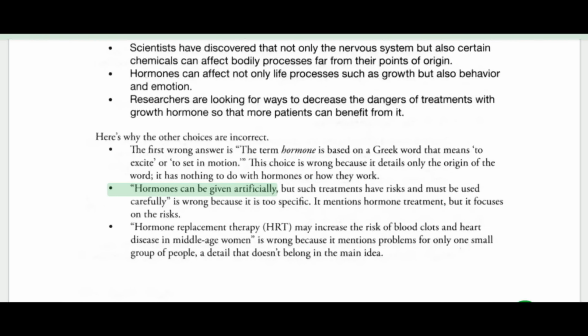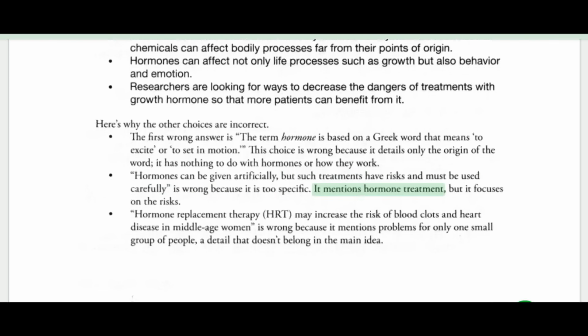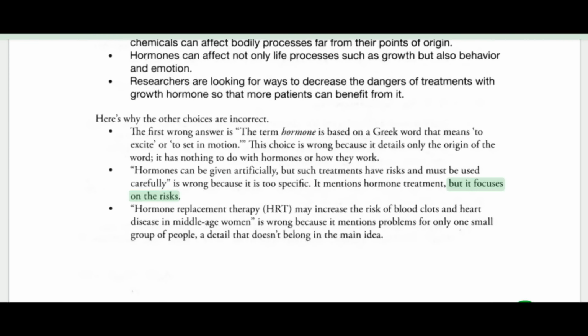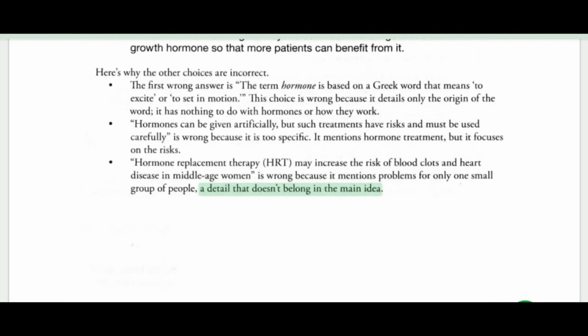"Hormones can be given artificially, but such treatments have risks and must be used carefully," is wrong because it is too specific. It mentions hormone treatment, but it focuses on the risks. "Hormone replacement therapy (HRT) may increase the risk of blood clots and heart disease in middle-aged women," is wrong because it mentions problems for only one small group of people, a detail that doesn't belong in the main idea.